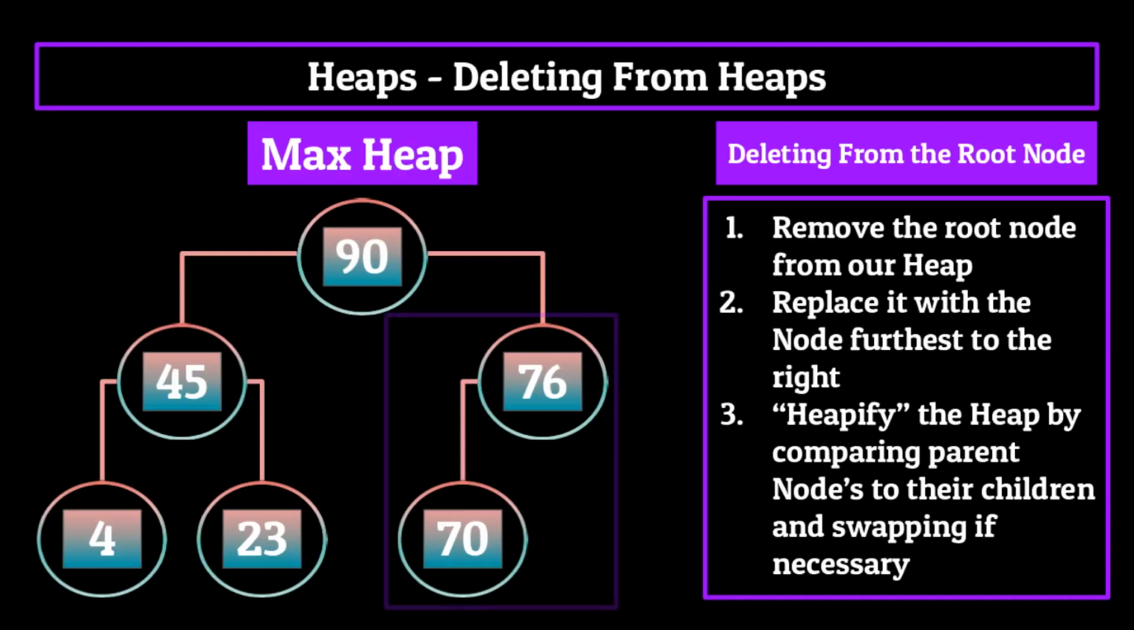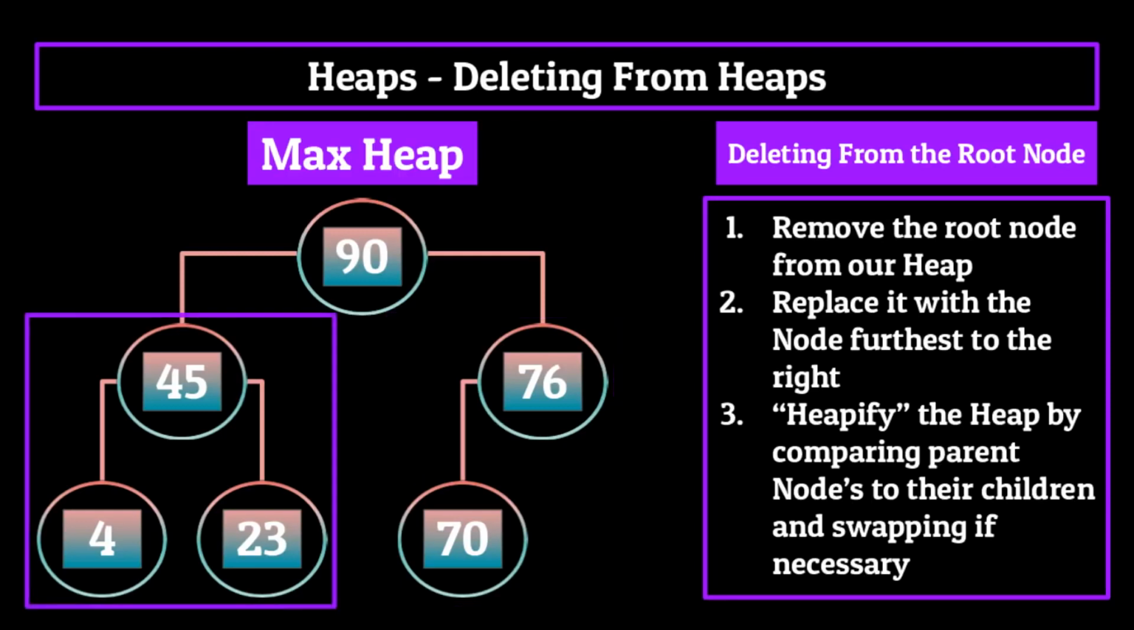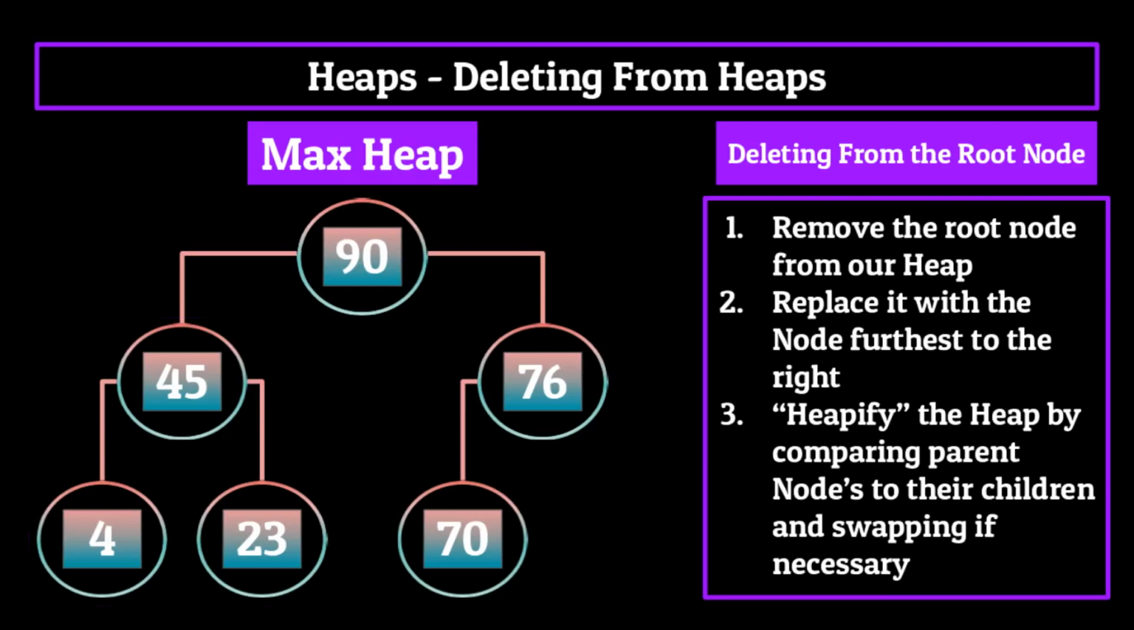So on the right side, we swapped 90 with 76, but since 76 remains the greatest integer on that particular subtree, it stays in the same spot. On the left side, we didn't change anything, but 45 is still the greatest integer amongst the 3 nodes in that subtree, so no swapping is necessary on that branch of the heap. And so we've completed our heapify, and all heap properties are still intact. That is inserting and deleting nodes in a nutshell.